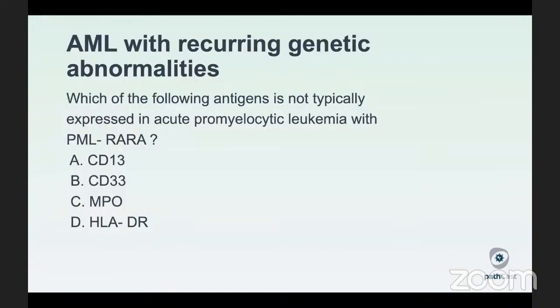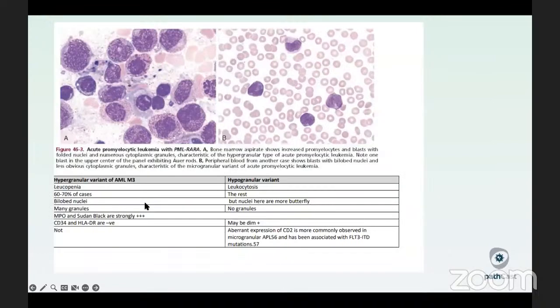Also, which one of the following antigens is not typically expressed in acute promyelocytic leukemia with PML-RARA? PML-RARA usually lacks CD34 and HLA-DR, so DR should not be there. It definitely does have CD13, CD33, and MPO. MPO should be strong. Acute promyelocytic leukemia is considered a medical emergency. We have to treat the patient as soon as we can because the patient might die if not treated immediately or as soon as possible. They are treated with arsenic and ATRA.